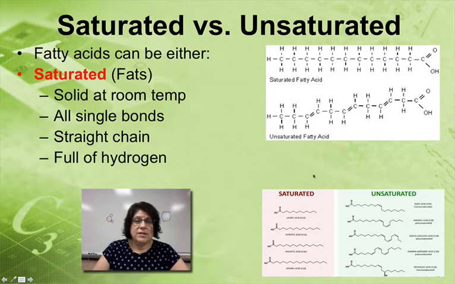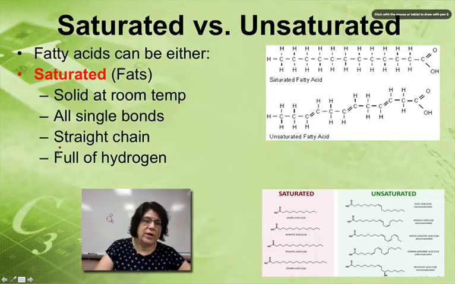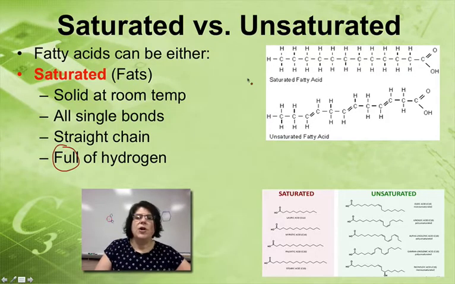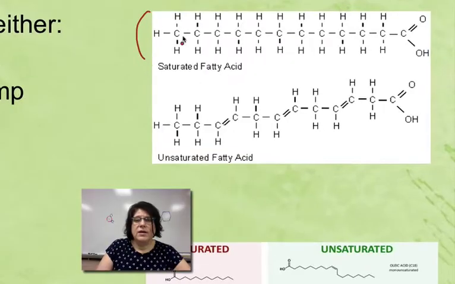Saturated fatty acids are called fats, and they are solid at room temperature. They contain all single bonds. They are a straight chain of carbon, and they are full of hydrogen. That's what saturated means. Saturated means that you're full of something. So let's look at this top example. This is a saturated fatty acid. Straight chain, see the carbons go right in a row, and there's hydrogens all surrounding this main portion. This is full of hydrogens, single bond, straight chain.